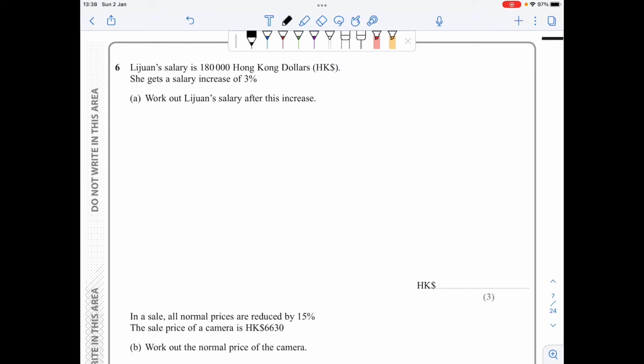For question 6, a percentage increase of 3% corresponds to a multiplying factor of 103 over 100 or 1.03. So I'm gonna start with the initial amount, multiply this one by 1.03 and get the final amount.